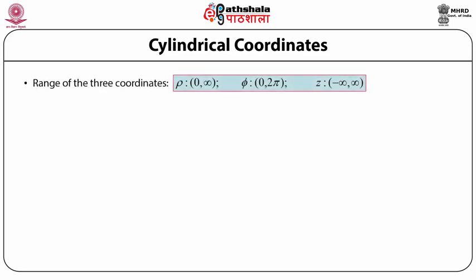And the range of the three coordinates in the cylindrical coordinate system, that is rho, phi and z, is given as: rho can vary from 0 to infinity, phi can vary from 0 to 2 pi, and z can vary from minus infinity to plus infinity.